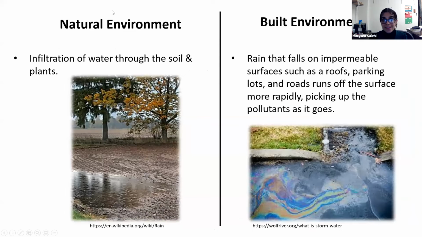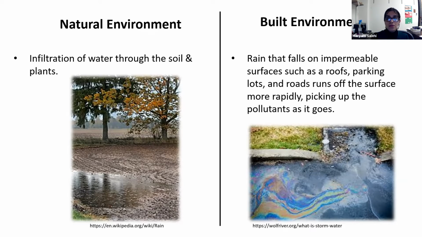In the natural environment, we have infiltration, so the stormwater penetrates into the soil. But in the built environment, for example with pavement, roads, and parking lots, water cannot penetrate rapidly into the surface. So the water runs on the surface and picks up pollutants as it goes. We can have organic pollutants and heavy metals transported by stormwater.